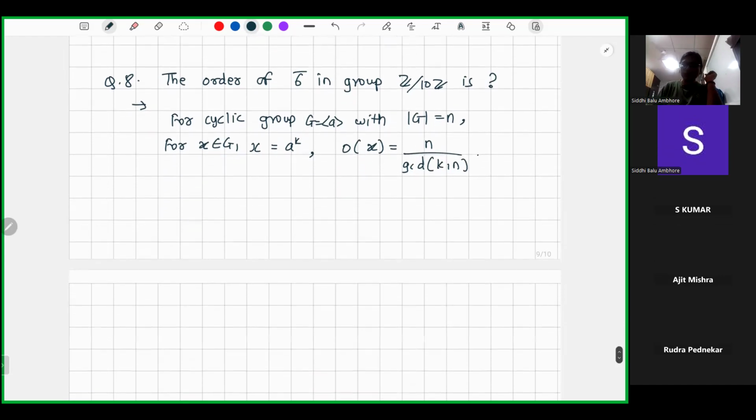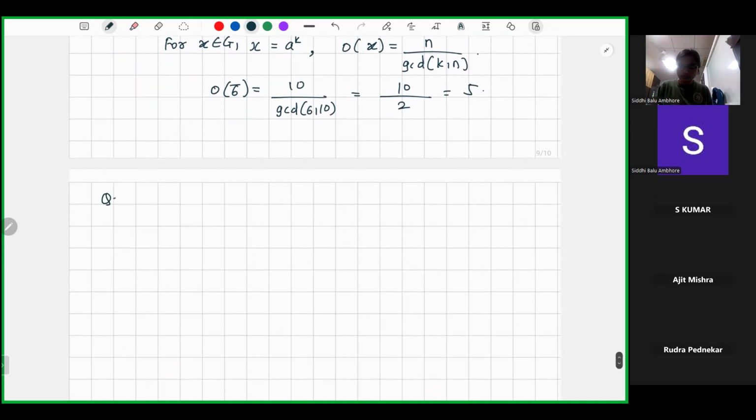Okay, this is the formula which we have. So again, what we have here, 6 bar in Z mod 10Z. So order of 6 bar will be 10 by GCD of 6 comma 10, which is 10 by 2, so 5. So can we check whether it's 5? So 6 plus 6, 12, 18, 24, and then 30, which will give me in Z mod 10Z as 0. Okay, you can try this.